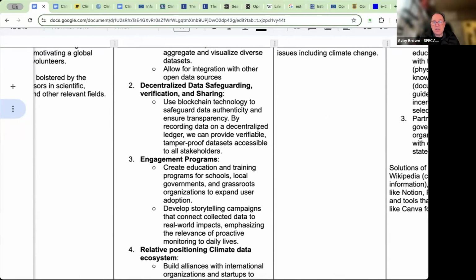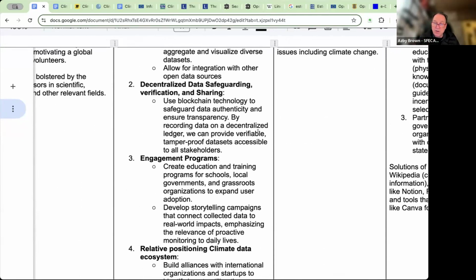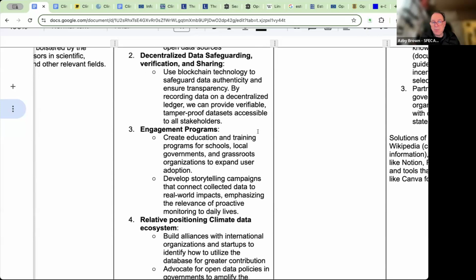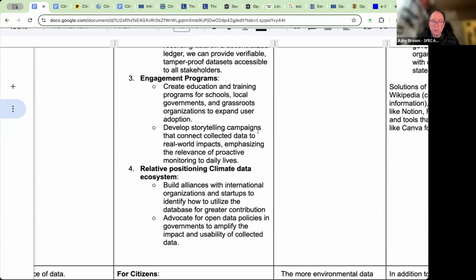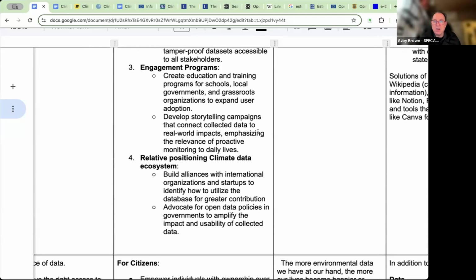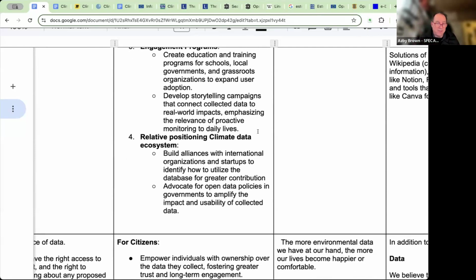Two, decentralized data safeguarding, verification, and sharing. Use blockchain technology to safeguard data authenticity and ensure transparency. By recording data on a decentralized ledger, we can provide verifiable, tamper-proof data sets accessible to all stakeholders. Three, engagement programs. Create education and training programs for schools, local governments, and grassroots organizations to expand user adoption. Develop storytelling campaigns that connect collected data to real-world impacts, emphasizing the relevance of proactive monitoring to daily lives. This is all great stuff.